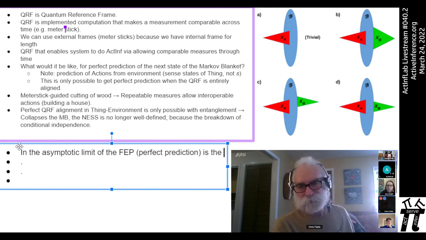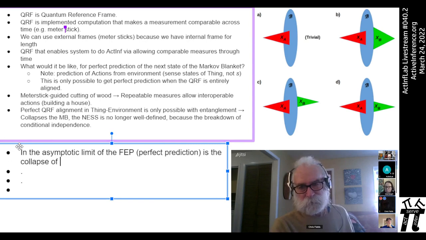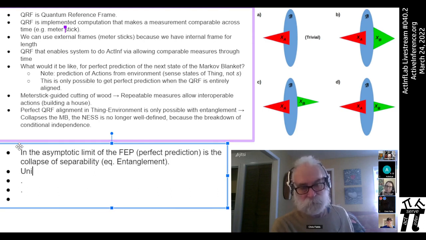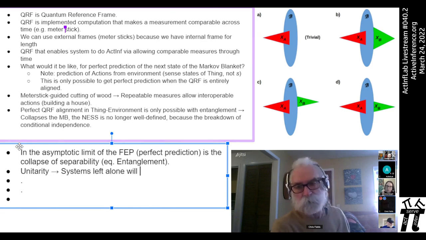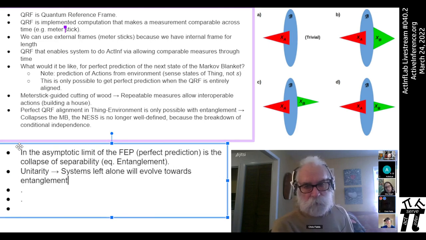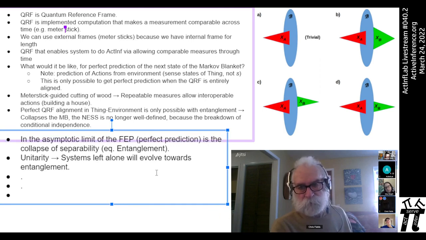And the principle of unitarity is the claim that any isolated system left to its own devices will evolve its state, which is the joint state of any two of its components, will evolve toward complete entanglement. It will evolve toward a pure state in quantum theoretic jargon. So it's in this sense that the FEP is asymptotically the principle of unitarity.